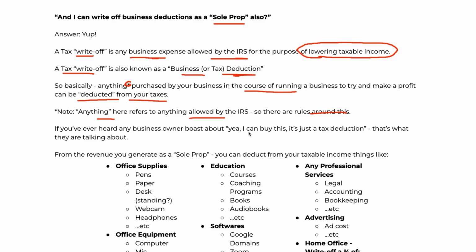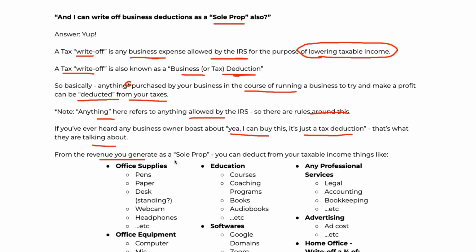But if you've ever heard of any business owner who's boasting or really proud, like, "Yeah, you know what? I can buy this, it's a business deduction," right? Pens, pencils, a computer that you're going to use for the purposes of business, microphones, software, education, all of these things can be business deductions. And so that's what we're talking about, right?